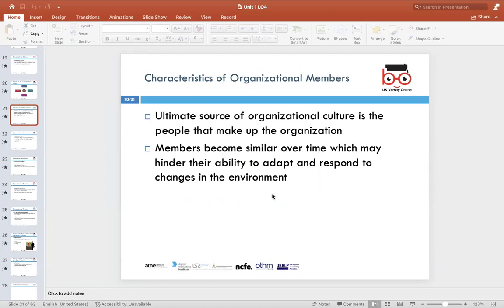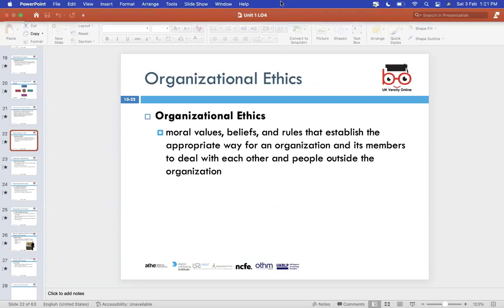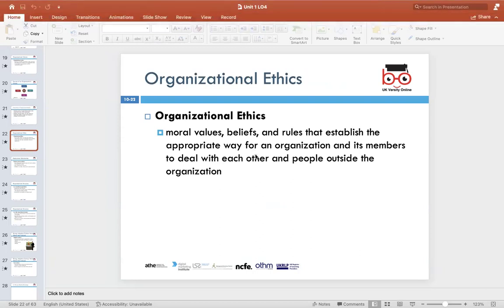Now you have characteristics of organizational members. So you have the ultimate source of the organization culture, that is the people that make up the organization. And members, over time, may have the ability to adapt and respond to changes in the environment. So the characteristics of the organization members change as well. I'm quickly running through these slides because it's quite straightforward, and there's not a lot of depth that we need to go into.